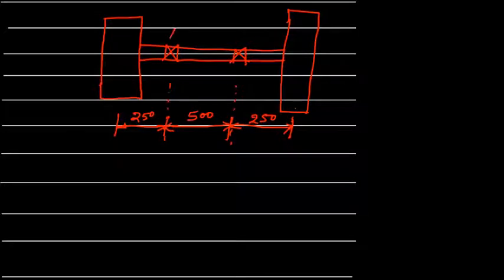Now this is support A, support B. This is pulley number 1, and this is pulley number 2. Now we need to find out what the diameter is. In this video I'm just going to give the hint on how you need to calculate and solve it to get the answer. Before we start, let us note down the given data.